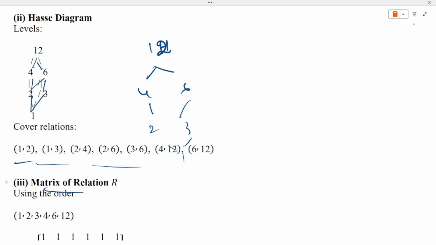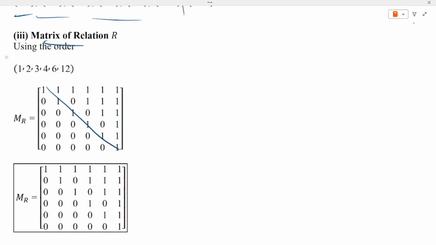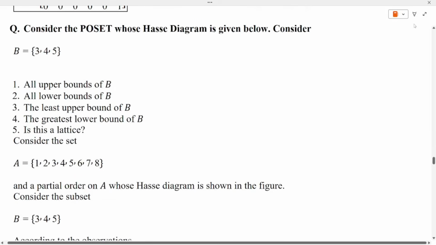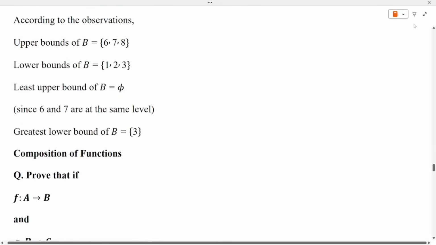Okay. Next is the matrix. The same way you will be writing 1s and 0s. The diagonal will be 1, and wherever the relation is present, you will be writing it as 1, and if it is not present, you will be writing it as 0. Next is about the poset whose Hasse diagram is given below, that is 3 4 5. Okay, they have given all upper bounds of B, lower bounds, least bound, greatest bound, and it is the latest. We should check. Okay, that's it.